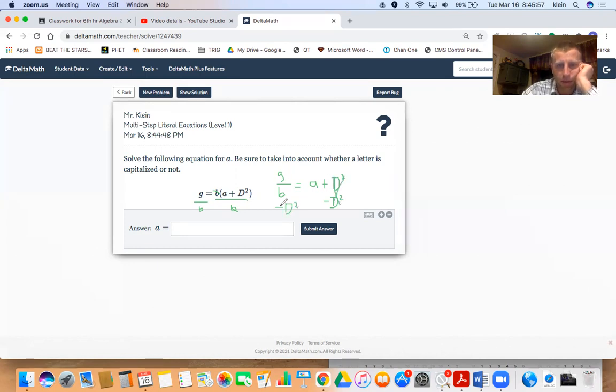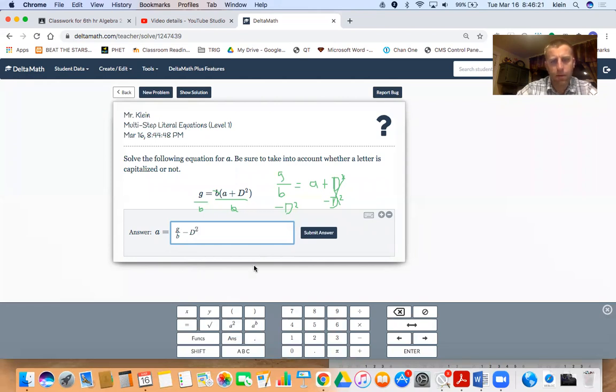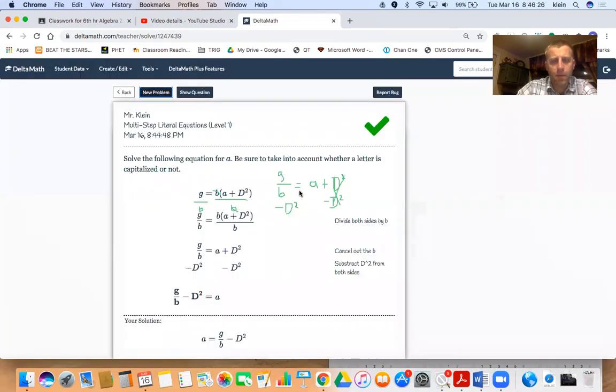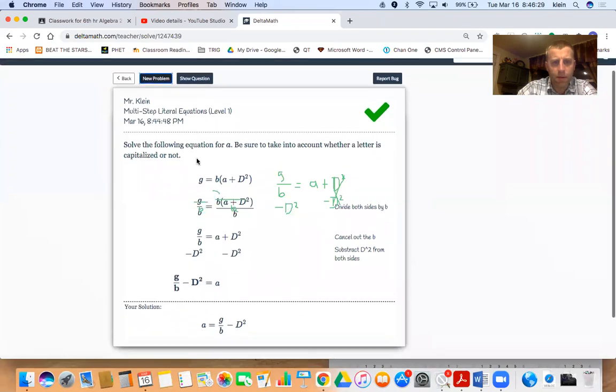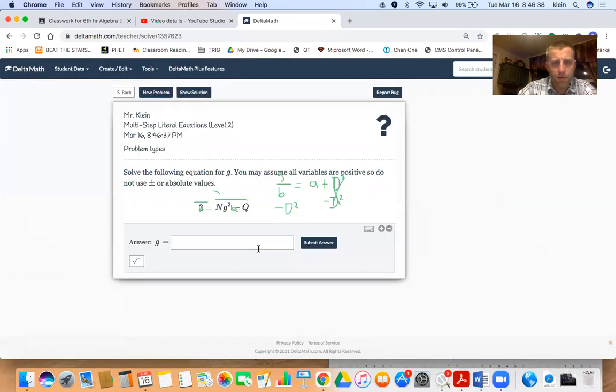So I'm going to have to put g over b minus capital D squared. Okay, so no, I'm going to go g slash b, the arrow over, minus capital D squared. Okay, I think that's what I got, g over b minus d squared right there. Okay, that was good. Kind of walk you through the steps there. I feel like that one would be similar. So let's just look at one more, level 2 here.